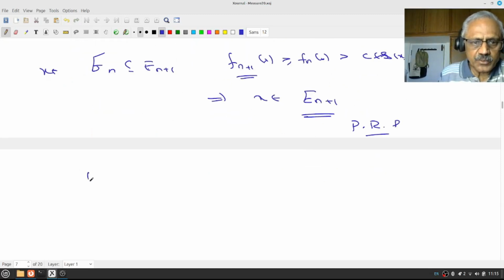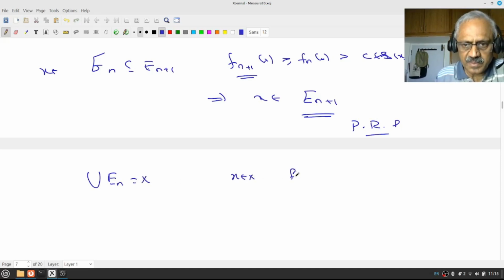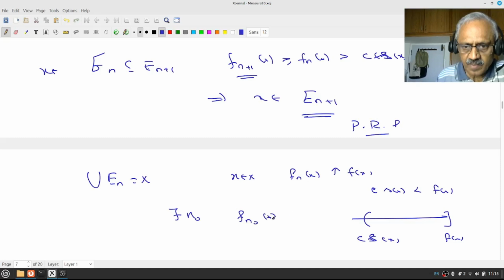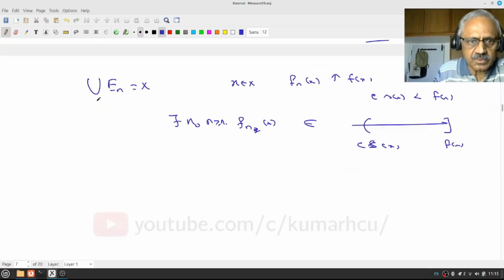Next, I want to claim the union of the En is X. That is also clear. If x is in X, as I said, fn of x increases to f of x, and c s x is strictly less than f of x. Therefore, look at this interval, c s x and the close to f x. Since fn increases by convergence of the sequence, there is an n, call it n naught, for the given x, so that fn naught of x must lie here. For all n greater than or equal to n naught, fn of x must lie here. Therefore, this is also clear.